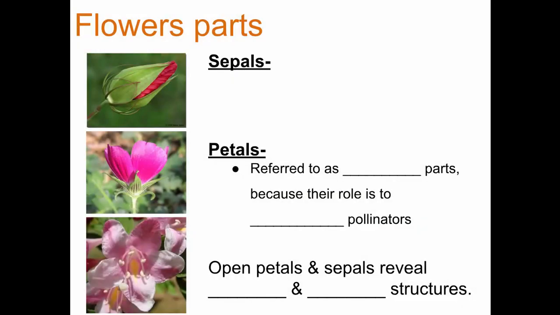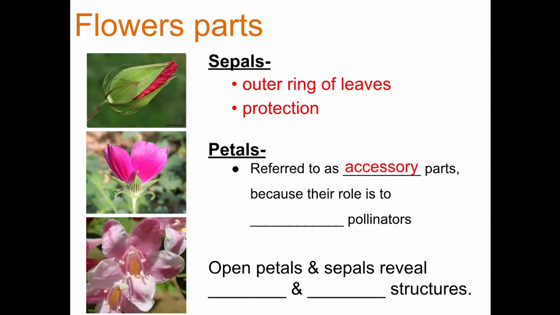So let's look at some actual pictures. Flowers typically go through phases. When a flower first starts to grow, it's sort of all closed up, usually like this. These protective green leaves, those are the sepals. As the flower matures, it opens up. The petals are exposed. And the petals are called accessory parts because really they aren't necessary for sexual reproduction in the plant.